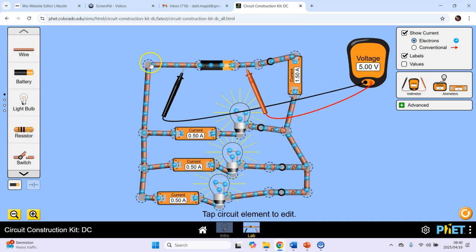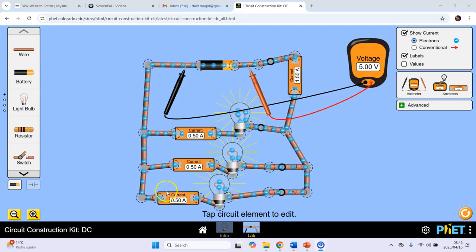We can see that the electrons are moving quite fast, and then they slow down across the branches because the current splits. It is going to split evenly among these 3 branches. So 1.5 divided by 3 gives us a current of 0.5 amps across each branch. And if we add up the 0.5 plus 0.5 plus 0.5, we get the total current of 1.5 amps before and after the split of the branches.